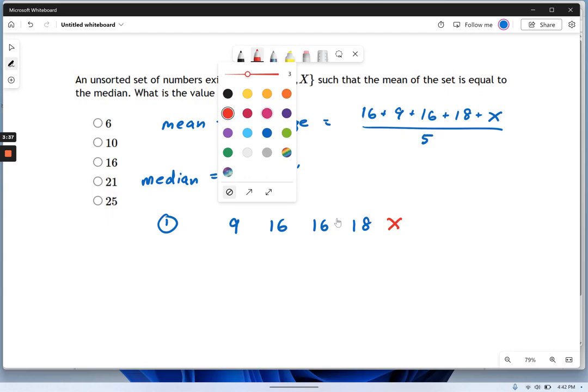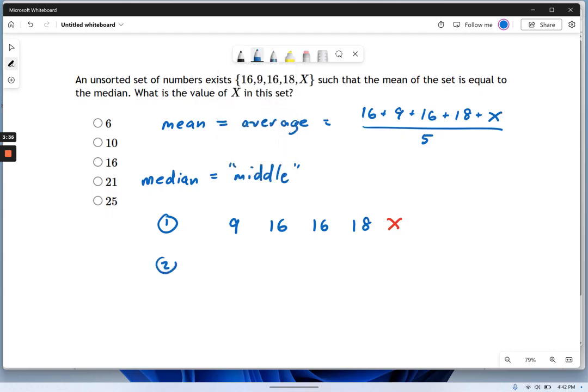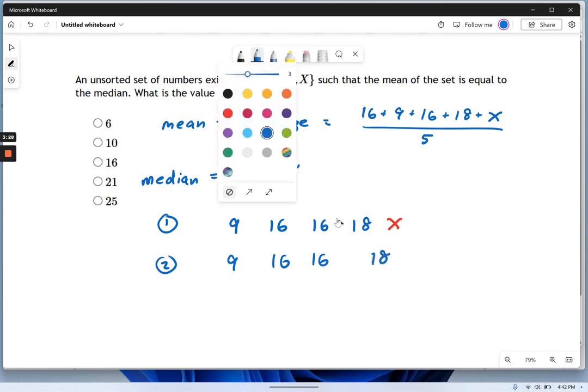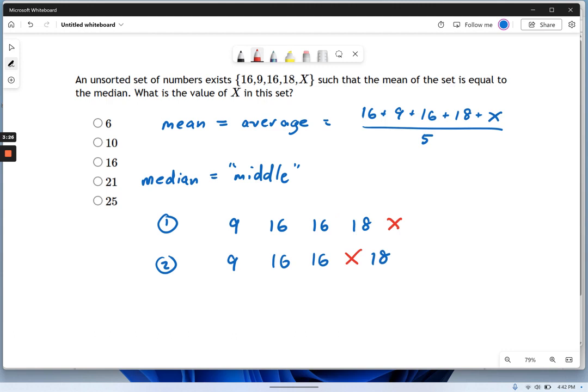Okay. Let's make another possibility here. 9, 16, 16. And this time we'll put x in between. So maybe x is 17. It might look like that. So I've got x equals 19, x equals 17. In either case, where's the middle? It's 16, right? It didn't matter whether x was 17 or 19.